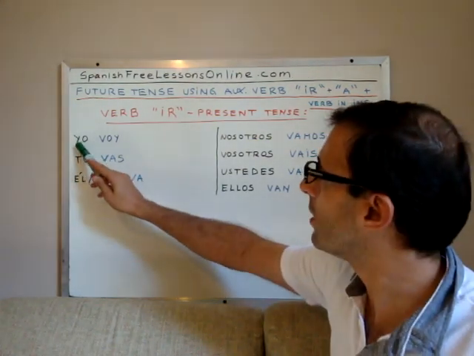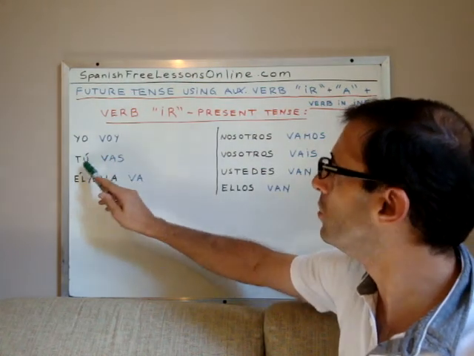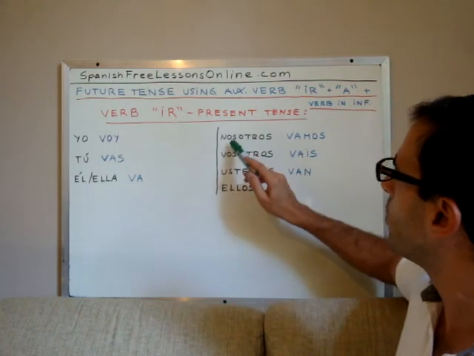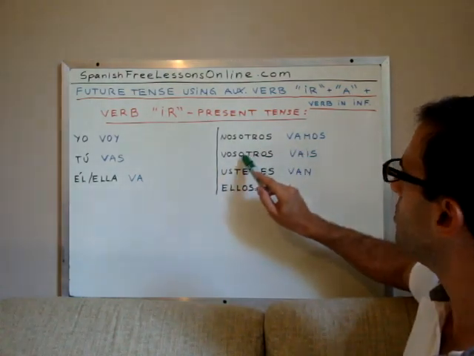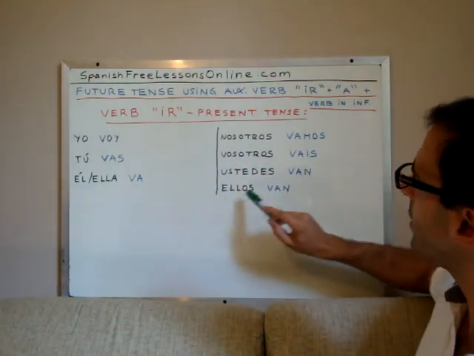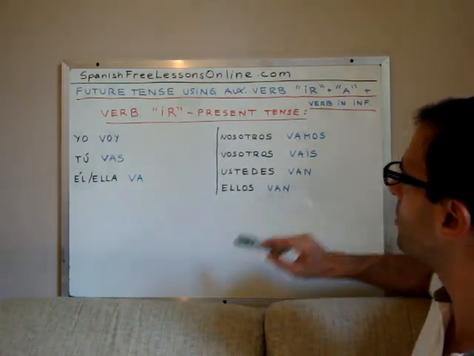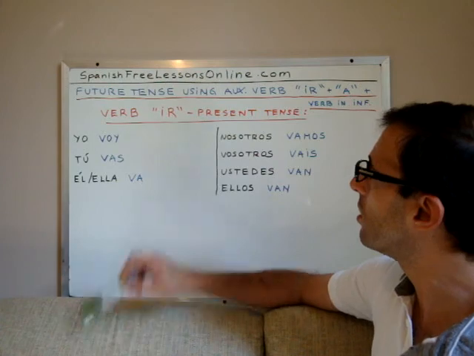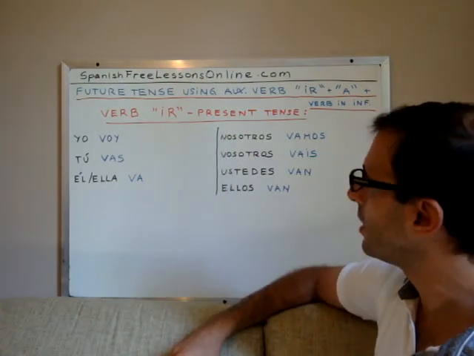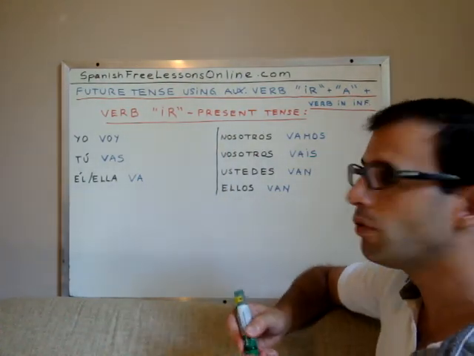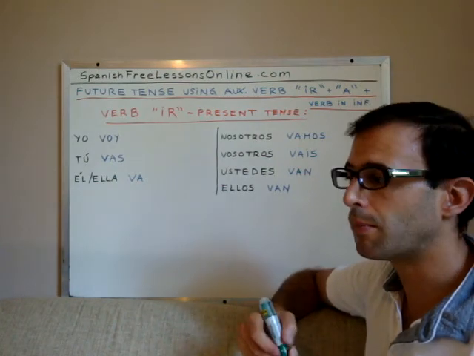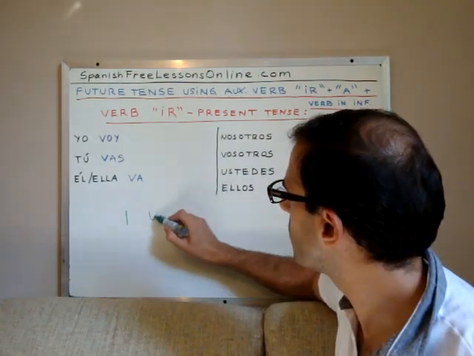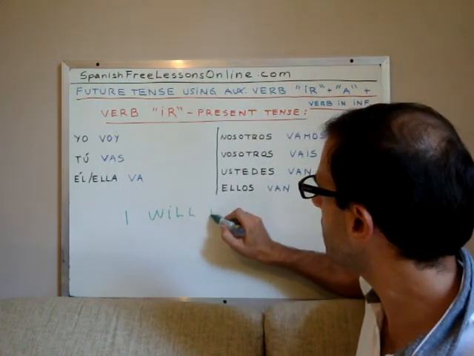Okay, so this means I go, you go, he goes or she goes. We go, you go, they go. Okay? So this would be the conjugation of verb ir in present tense. So if we want to say, for example, I will eat, right? I will eat.